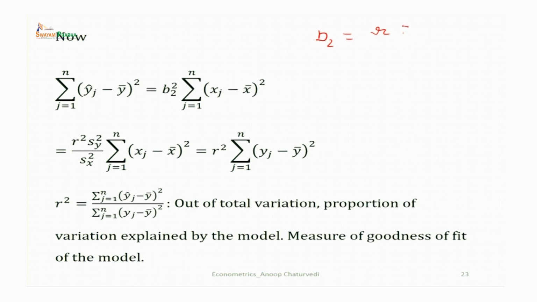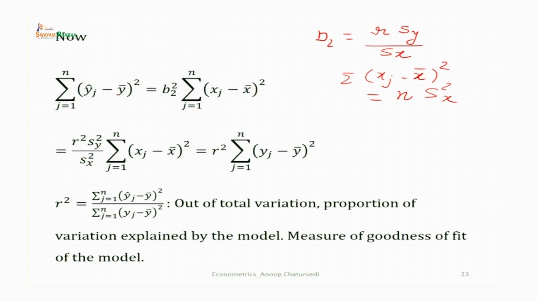r s_y upon s_x. So, b2 squared is equal to r squared s_y squared upon s_x squared, and then you have summation (x_j minus x bar) squared, which is equal to n times s_x squared. So, you get n times s_x squared here, s_x squared will cancel out, and n times s_y squared is equal to summation over j (y_j minus y bar) squared.